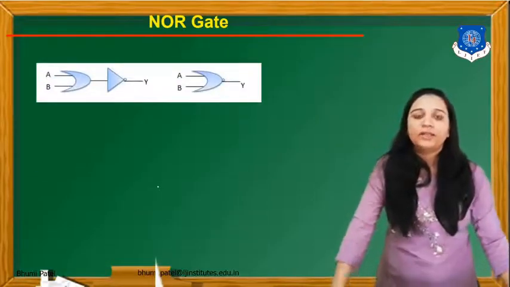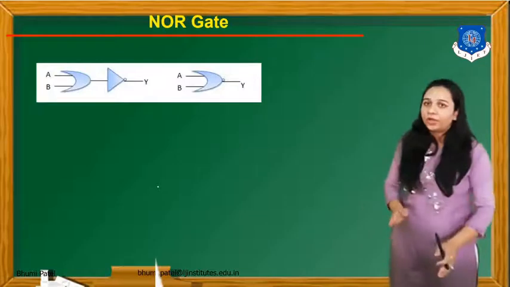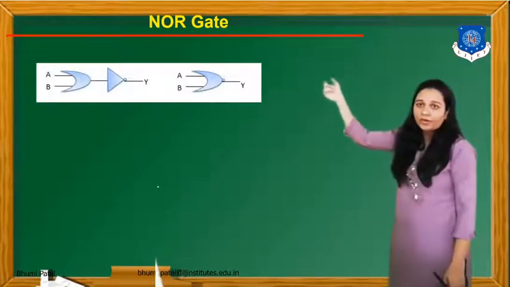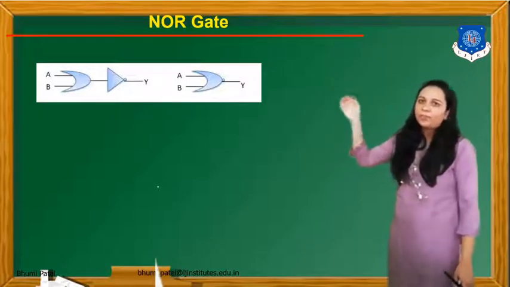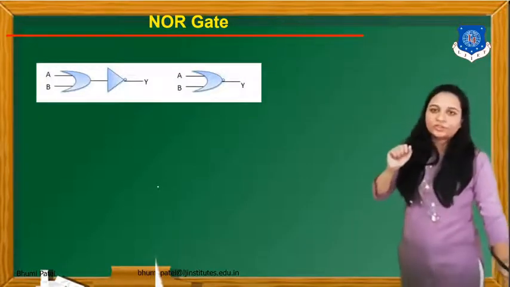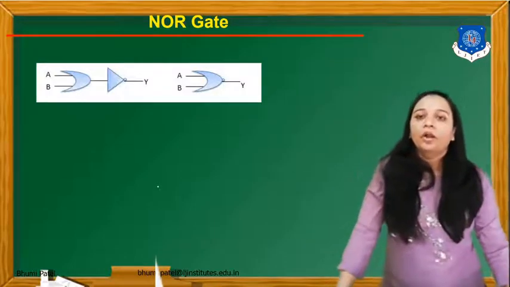Okay, NOR gate, it is the complement of the OR gate. So first of all in this symbol we can see here we put the OR gate. A and B is my input and Y is my output. After the OR gate we put a NOT gate. So the next symbol is the NOR gate symbol.